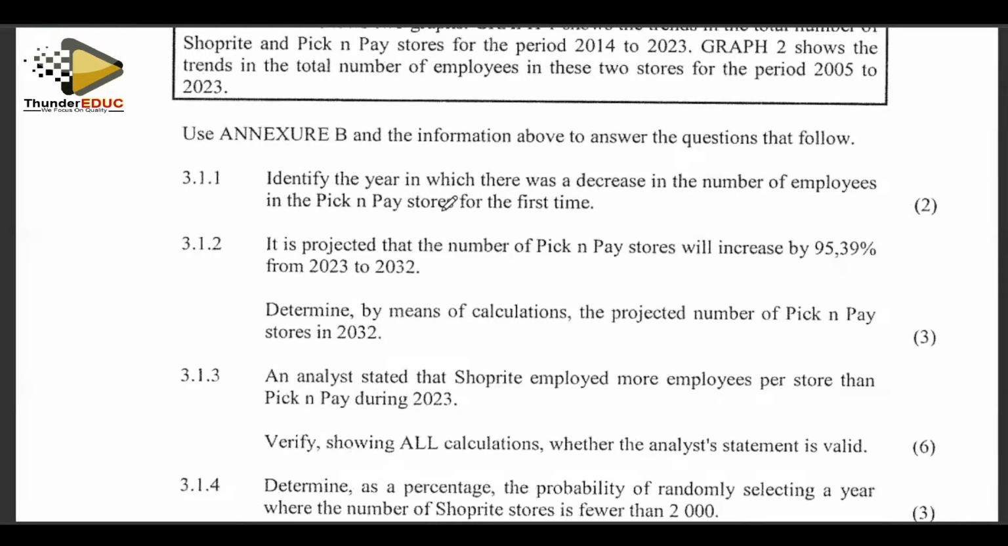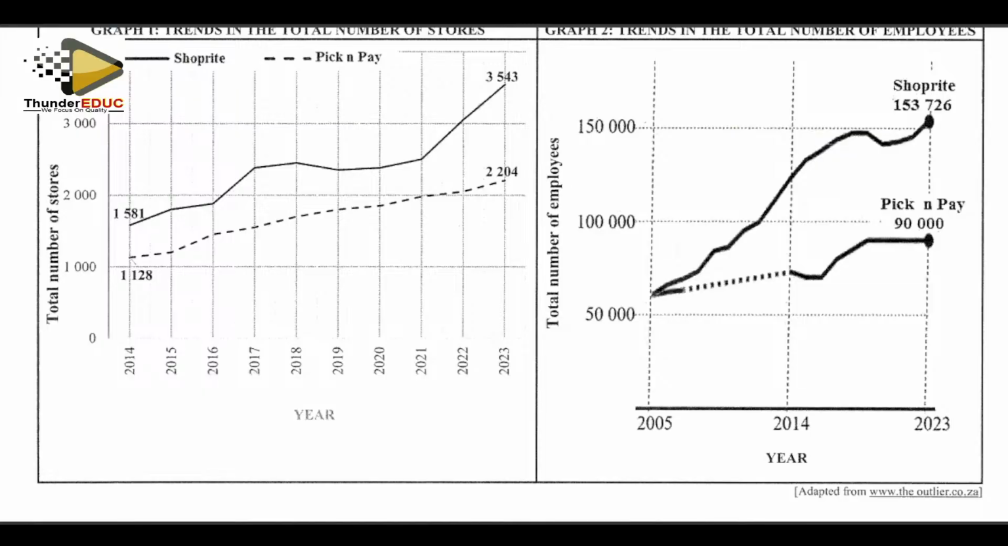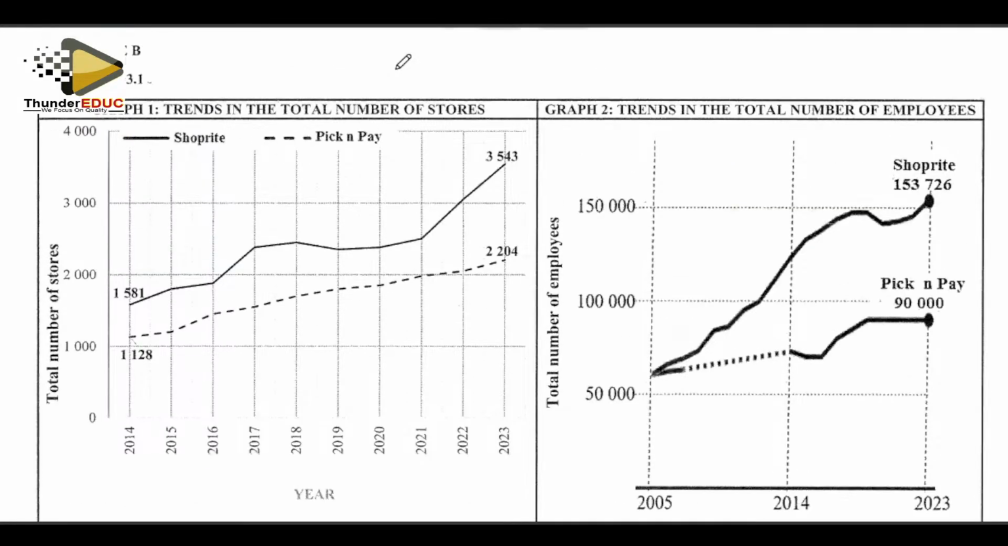Identify the year in which there was a decrease in the number of employees in Pick and Pay stores for the first time. We are identifying the decrease in the number of employees in Pick and Pay. For the first time. So we come to the number of employees, we look at this side here. Pick and Pay, it's this one here, the decrease. It's this.